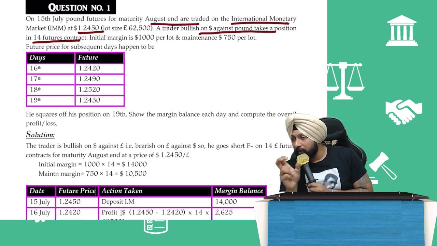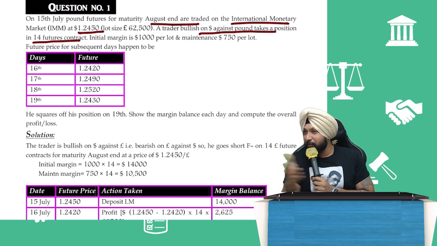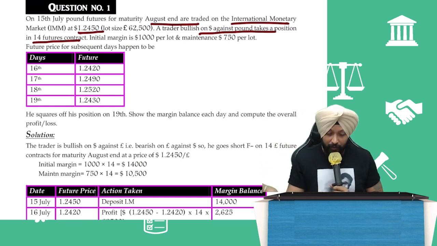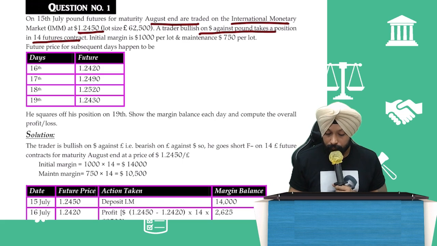Why don't you read everything? Why don't you read it? Why is it that from bullish you simply jump to long? Something is in between. No. What is given, that you have to see. Trader is bullish on dollar against pound, which means if he is bullish on dollar, it means he is bearish on pound, so he will go short.